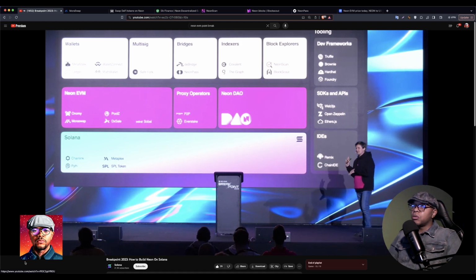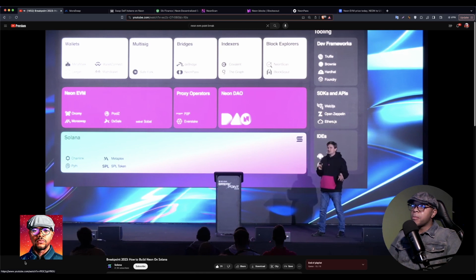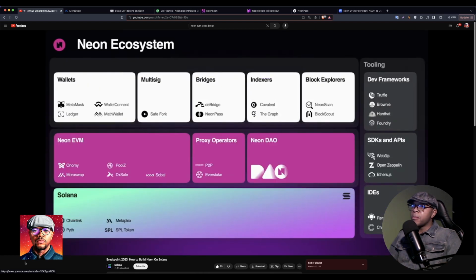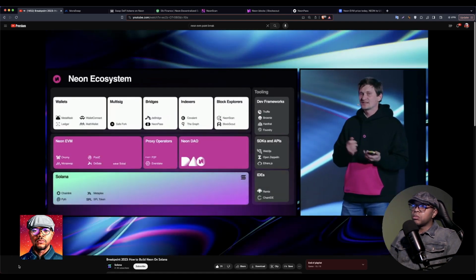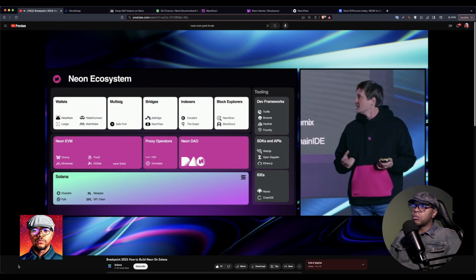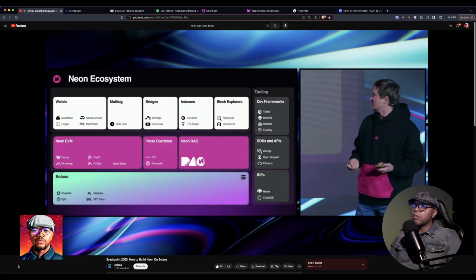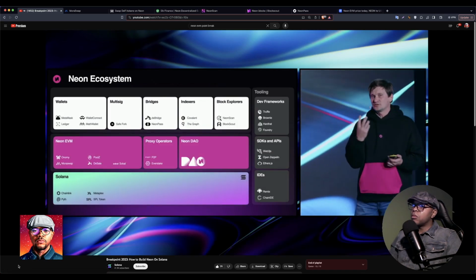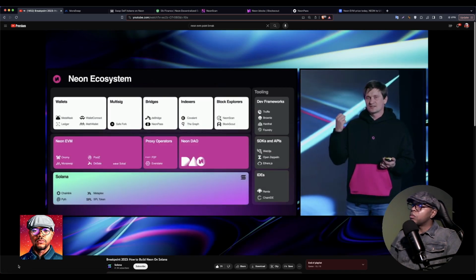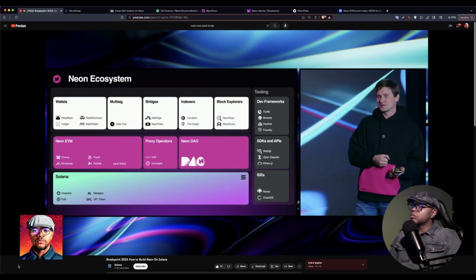So on this slide, the current status of the Neon ecosystem in Solana mainnet. As I said, there are a lot of development tools. Also, we support different indexers like The Graph and Covalent. We have a special explorer, NeonScan, which provides access to information from the Neon network about processed transactions, and it is deeply integrated with SolScan.